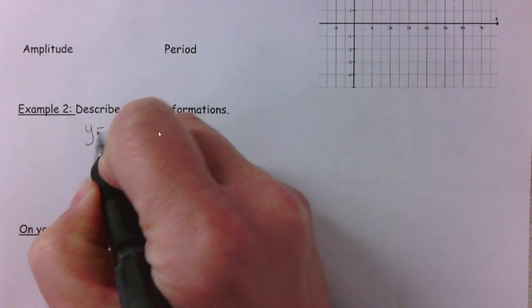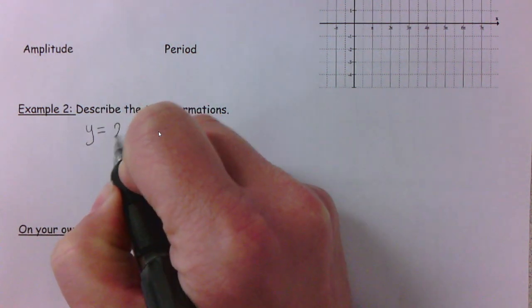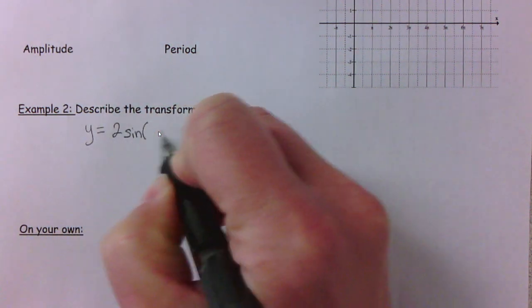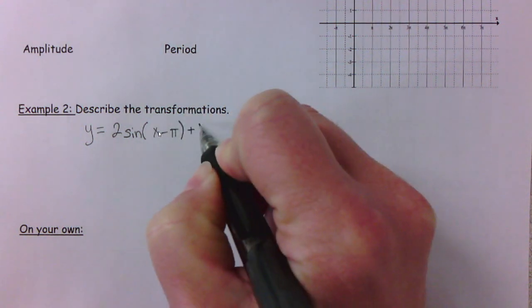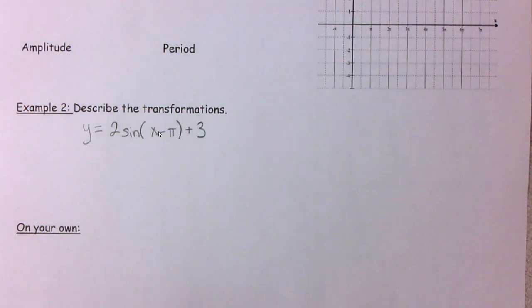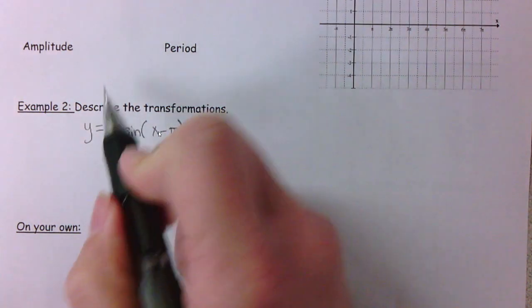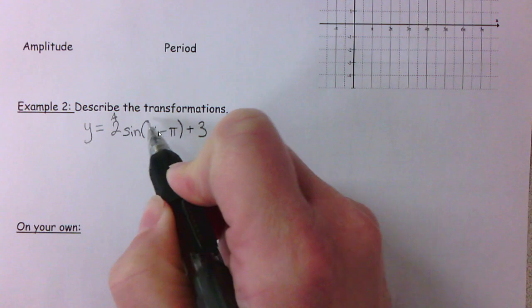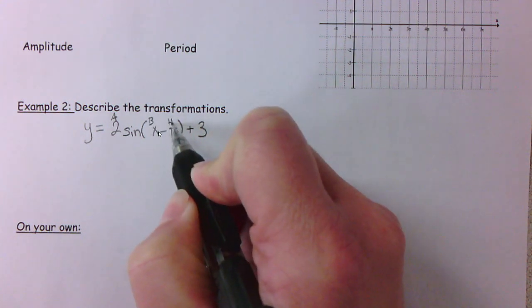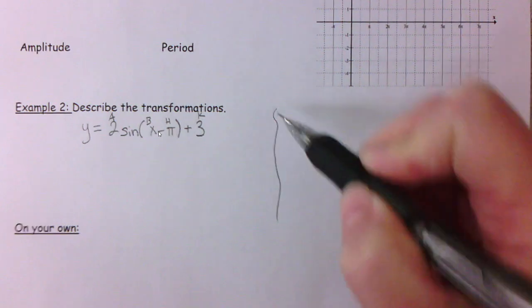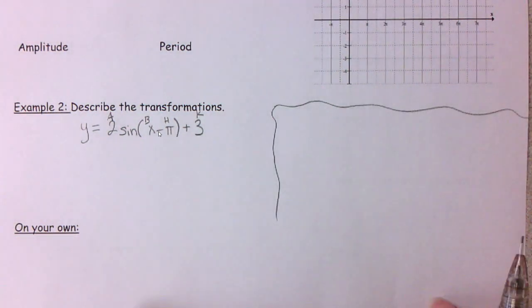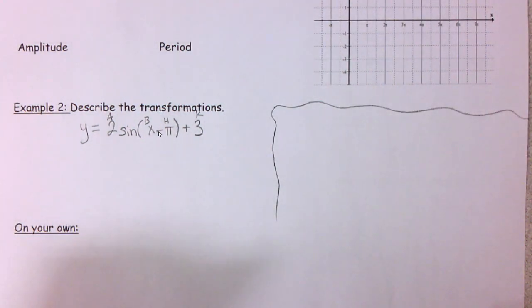So let's say I give you y equals 2 sine, and then x minus pi, plus 3. Okay, so in order to figure out how it moves, we need to label A, B, H, and K like we have been. So A, B, H, and K. And then let's quickly do a little aside over here to recap what each of them is.